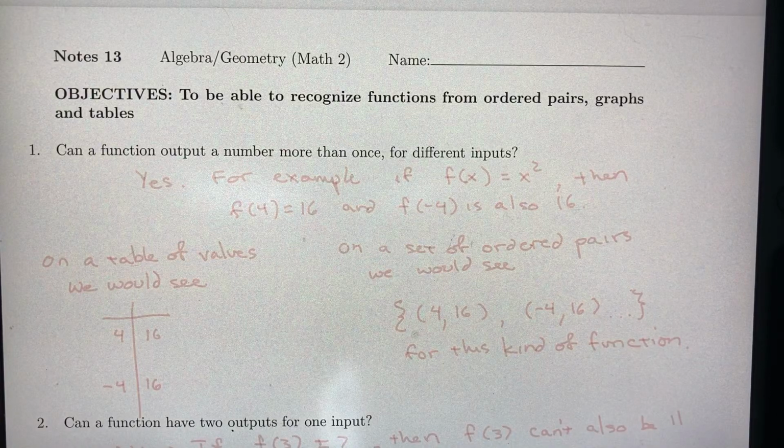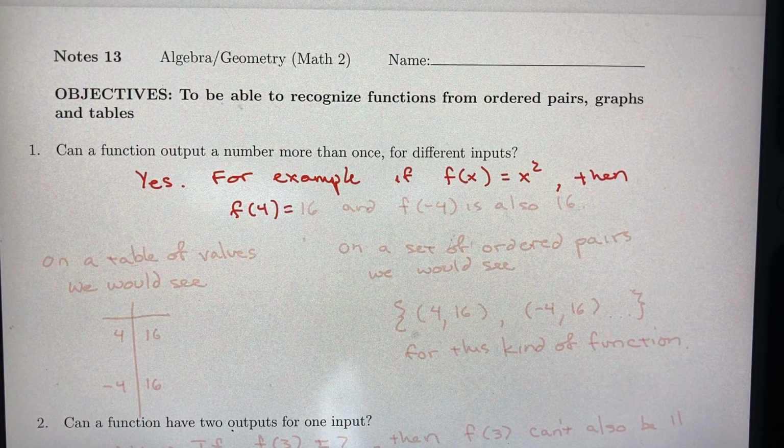Okay, more questions about functions. Can a function output a number more than once with different inputs? Yes. For example, if f of x is the squaring function, then we have f of 4 is 16 and f of negative 4 is also 16. It's a perfectly good function.